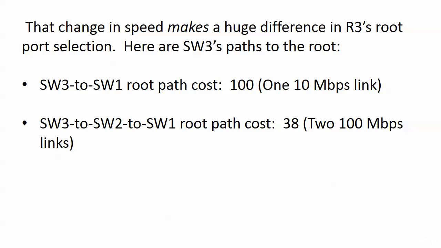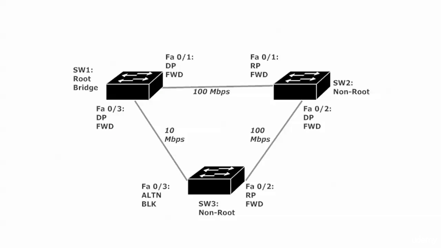So you just have to watch that kind of thing, because that change in speed totally changed the port assignments on 2 and 3. Where switch 2 did have port 2 in blocking mode, it's now forwarding because it is the designated port for the segment connected to switch 3. Switch 3's FastEthernet 2 is in forwarding mode as well because it's now the root port.